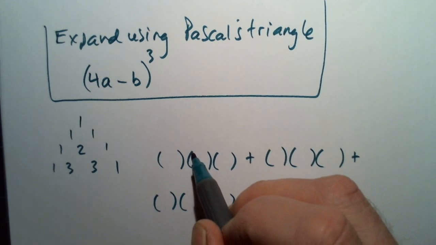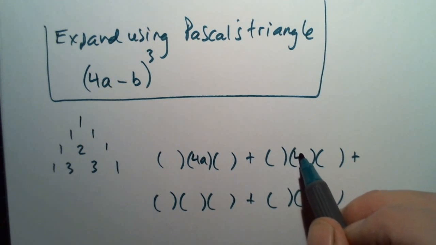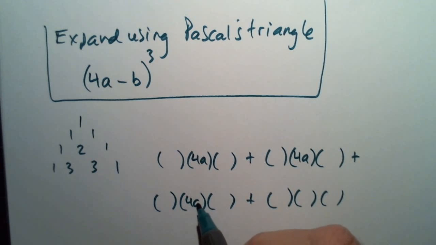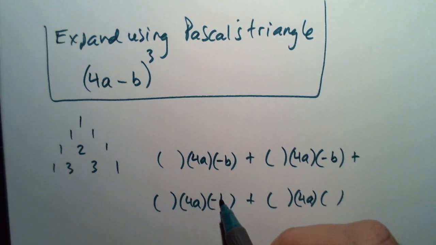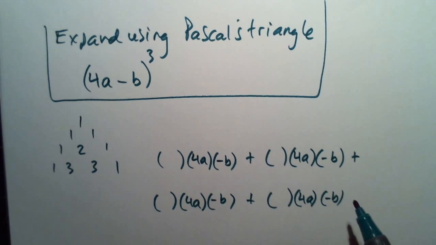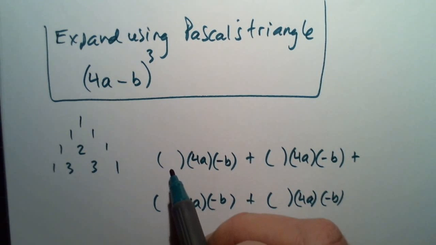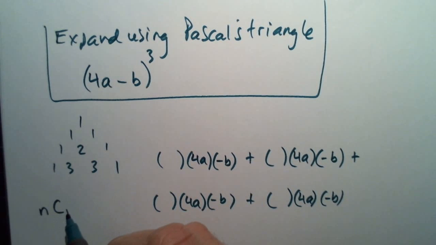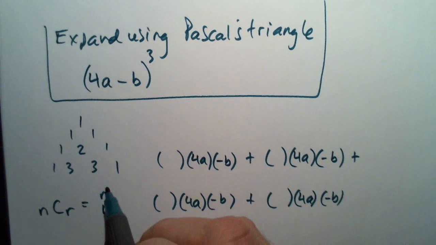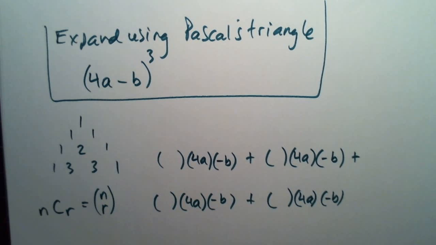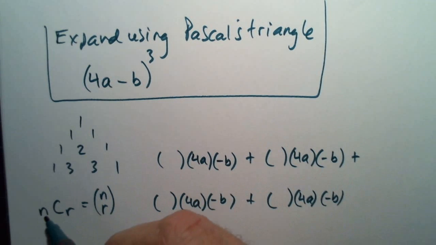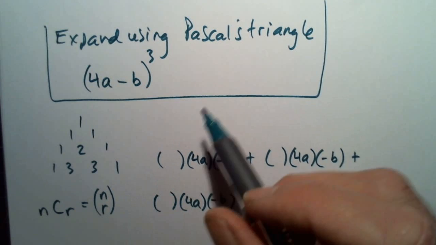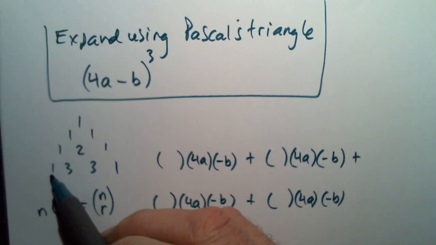And for A, and negative B, remember that nCr is the same. We can also write it like this, so that's just less writing. And now we can write it as, oh, we're not doing that yet. Because we're using Pascal's triangle, we're just going to use the numbers here.